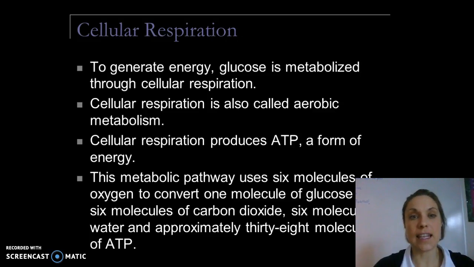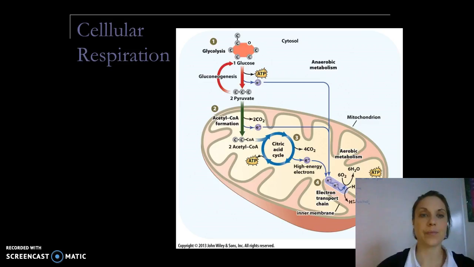Once deposited in energy-providing cells, glucose is metabolized through cellular respiration, or aerobic metabolism, which we talked about a little bit in Chapter 3. Cellular respiration produces ATP, our form of energy currency, and this metabolic pathway uses 6 molecules of oxygen to convert 1 molecule of glucose into 6 molecules of carbon dioxide, 6 molecules of water, and about 38 molecules of ATP. So this is a highly efficient system.